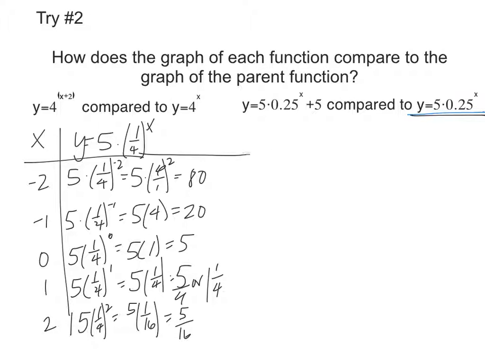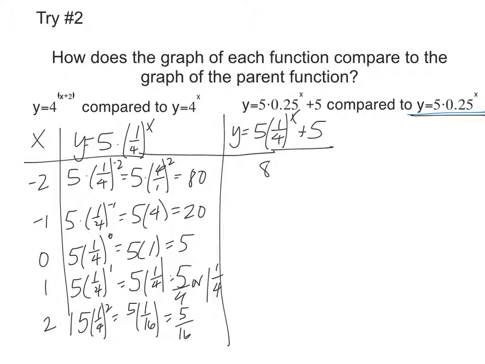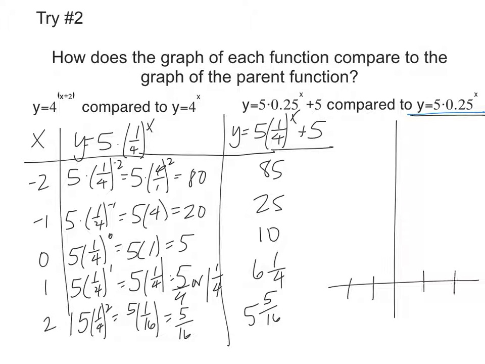Alright, now if I add on that next one, I should get y equals 5 times a fourth to the x, and again, this one is just plus 5. So I'll take the same work and just add 5. So 85, 25, 10. That'll be 6 1/4. And this will be 5 5/16. Okay, so when I graph, which again is going to be a really horrible graph, let's do this by tens again. That's 90 up there. That's 10.